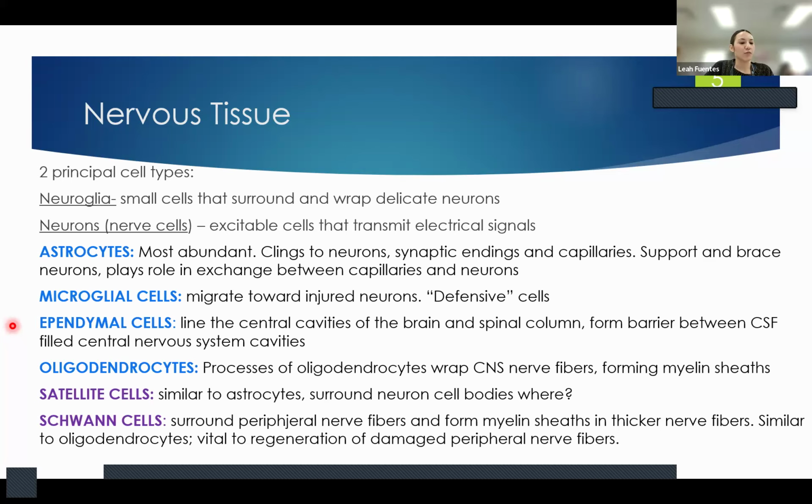The actual purpose for the satellite cells is unknown, but we do have them again in our peripheral nervous system. And then we have Schwann cells. These are again in our PNS and they produce myelin. These are similar to oligodendrocytes and vital to regeneration of damaged peripheral nerve fibers.